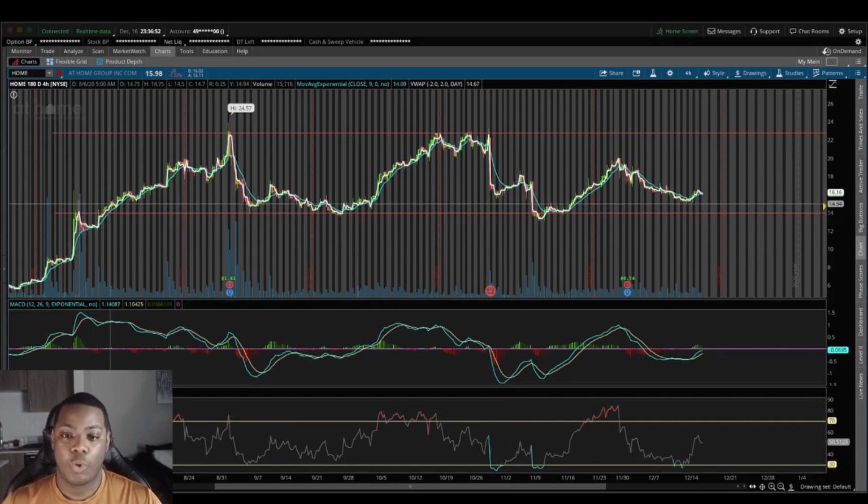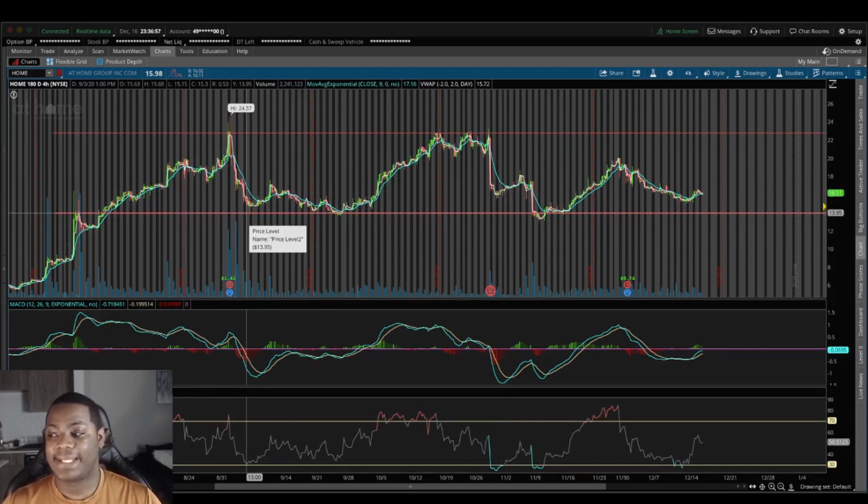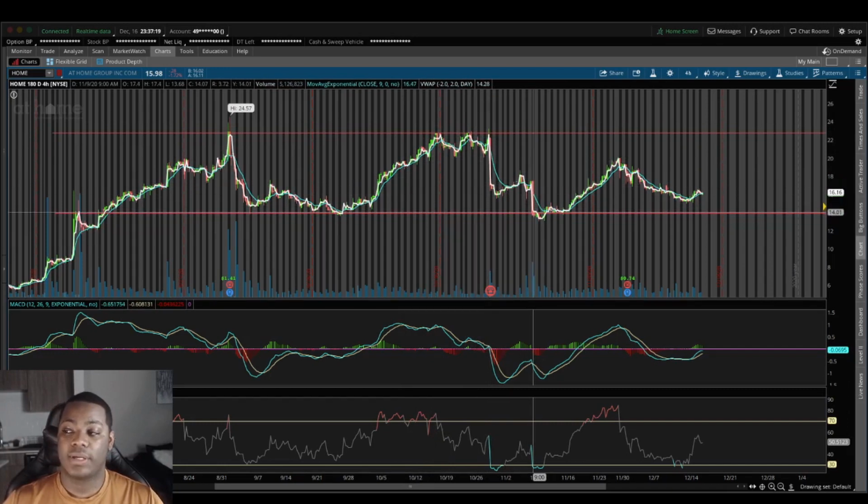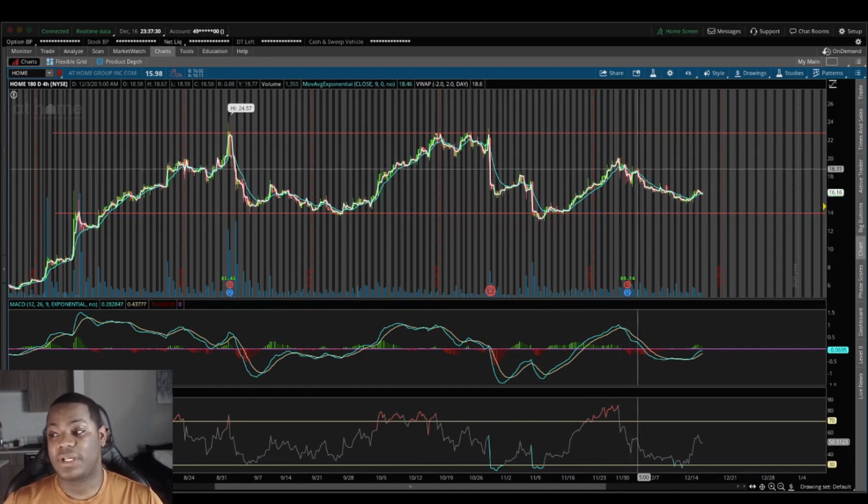We could see that Home pushed up to 24.57, was rejected, came back down to the general $14 price point, pushed back up again, and came back down to that general support area, $14 once again. It pushed back up to 24.57, attempted that three times, then was rejected and came back down to where? That general support area of $14. Home then pushed back up again to $20 before it got rejected and started coming back down again.